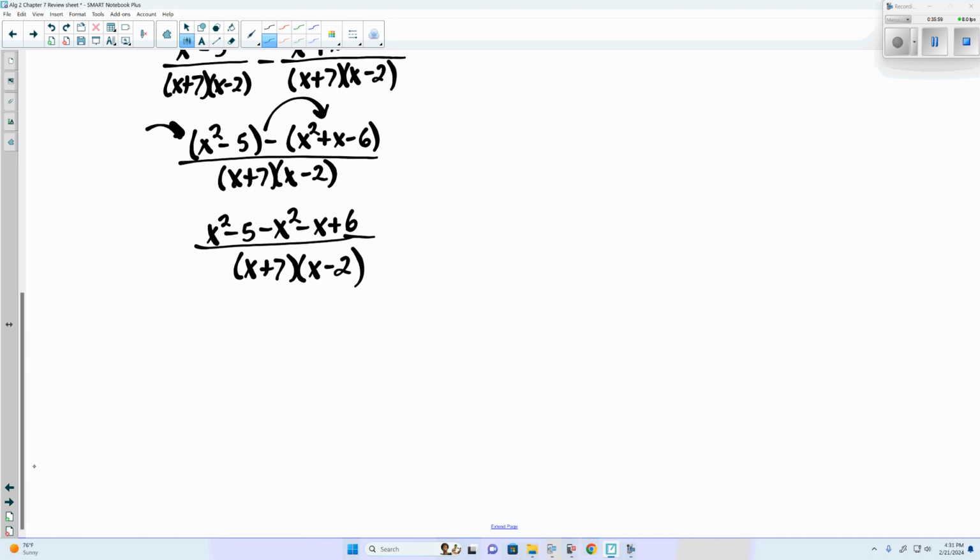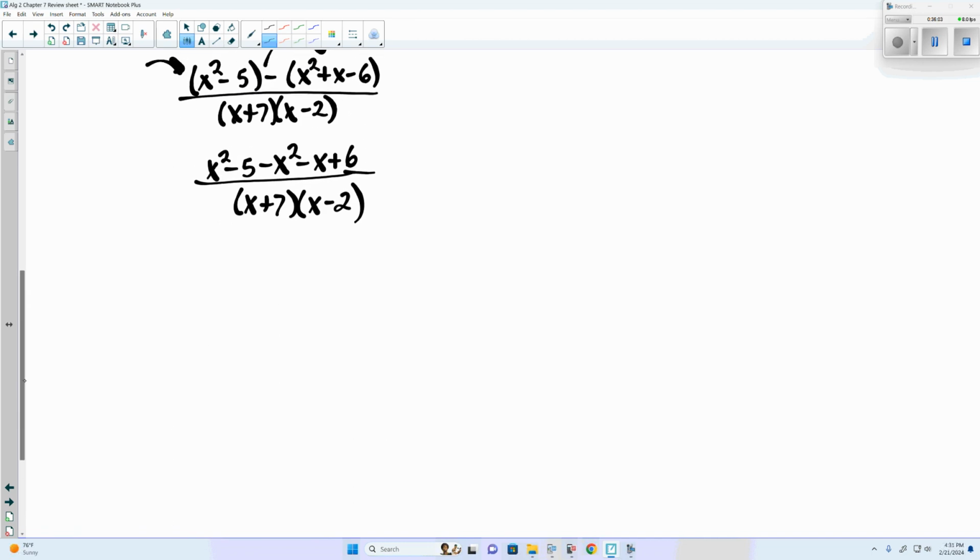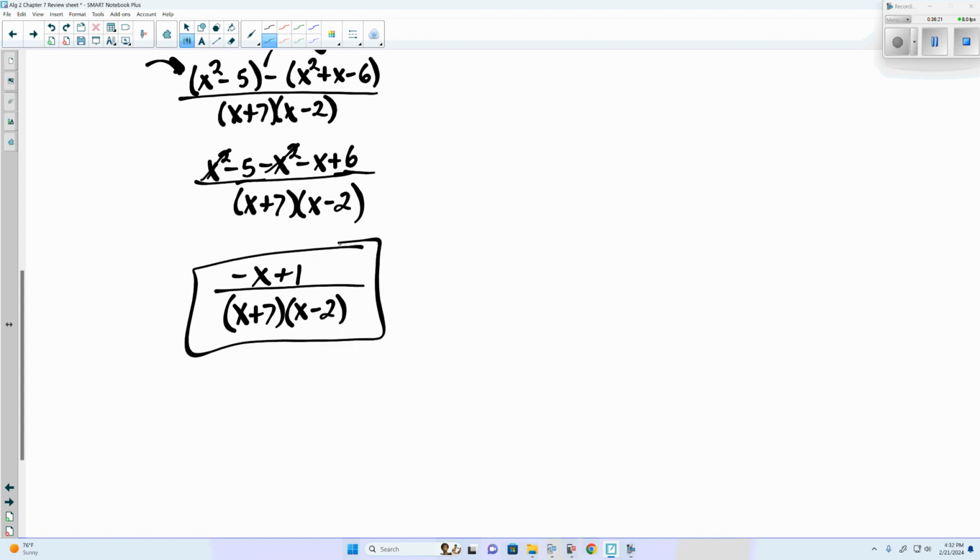And lastly, we go back down, we can combine like terms. X squared minus x squared is 0. Negative x is the only x term. Negative 5 plus 6 is plus 1, over x plus 7 times x minus 2. There's nothing in common on top and bottom, so that is our final answer.